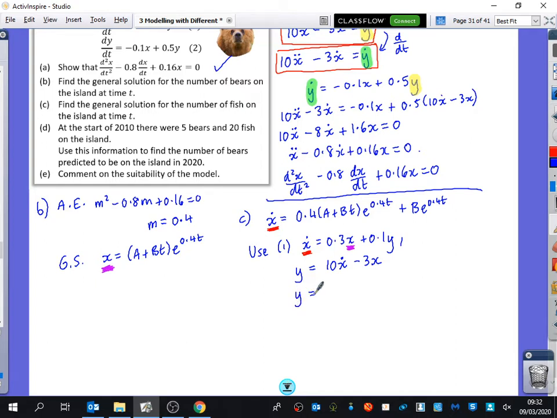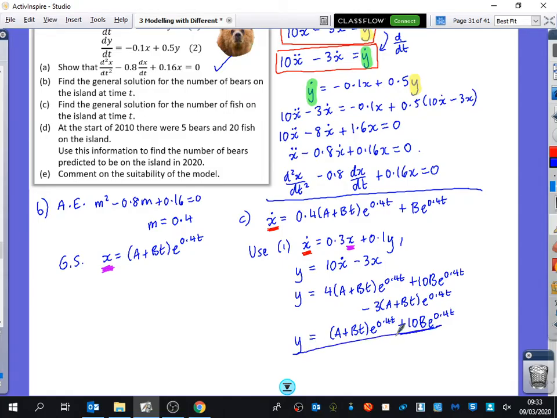So we just get that y is equal to 10 lots of this, which I'm just going to go straight in with. I'm going to multiply this by 10, and I'm going to multiply this by 10, and I'm going to subtract 3 lots of this. You can see that these are going to cancel, so we just get a plus bt e to the 0.4t plus 10b e to the 0.4t. So that's our population of the fish. And this one over here was our population of the bears.